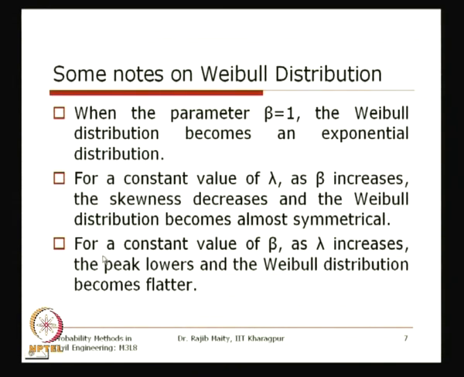On the other hand, if we take some constant value of beta and increase lambda, then the peak lowers and the Weibull distribution becomes flatter. The Weibull distribution becoming flatter means that its peakedness reduces, its skewness also reduces. If we see its shape for different combinations of these parameters, lambda and beta, then this will be more clear to us.